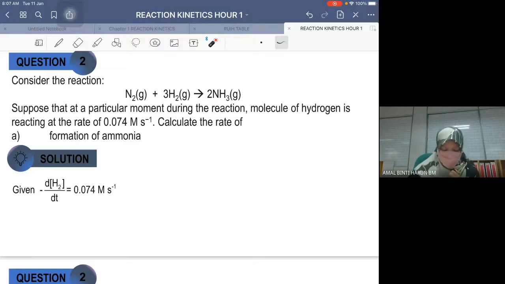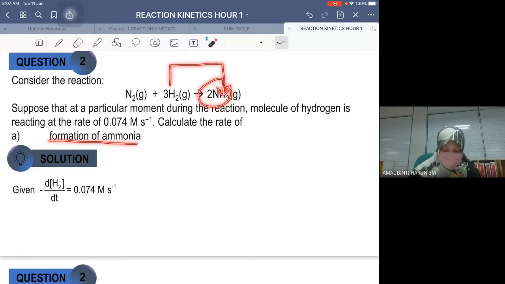Okay. So, you are given the rate of the reaction of hydrogen. So, hydrogen of course lah, dia adalah reactant. So, dia akan berkurang lah. So, given the rate of the consumption of hydrogen is 0.074. Tapi kat sini dia minta calculate the formation of ammonia. So apa hubungan hydrogen dengan ammonia?